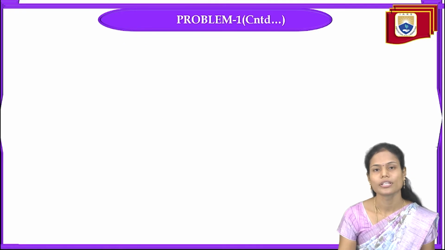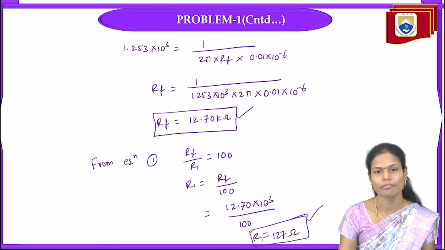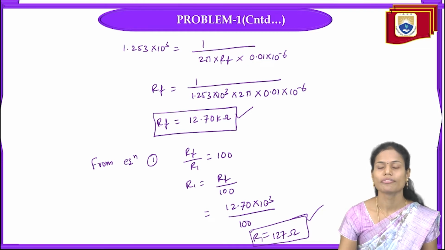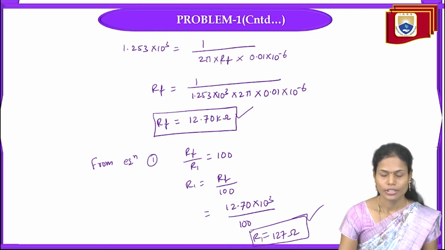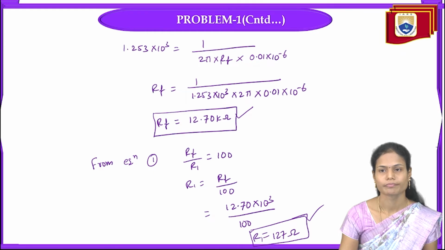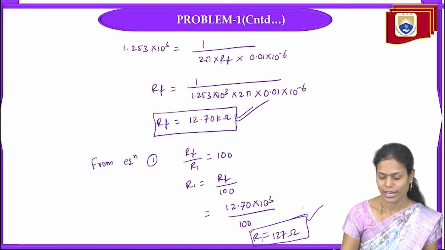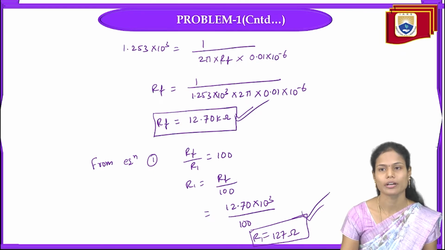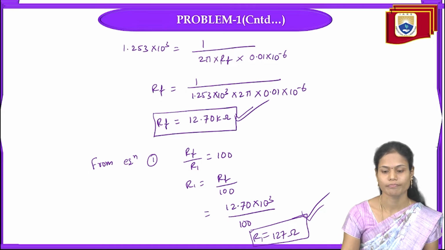So in this way, we need to find the R1 and RF values for the given lossy integrator with the given frequency range. So these are the desired values for the given problem here, the R1 and RF values.